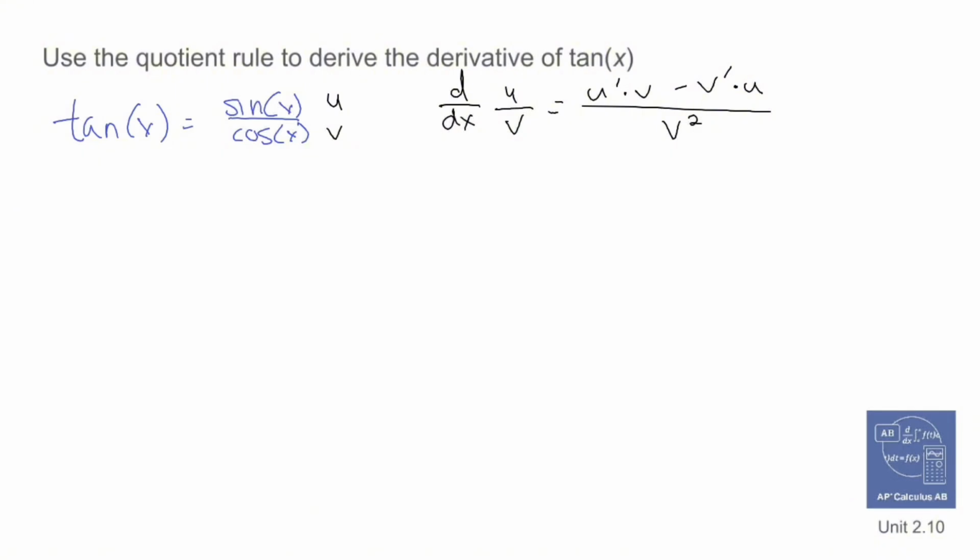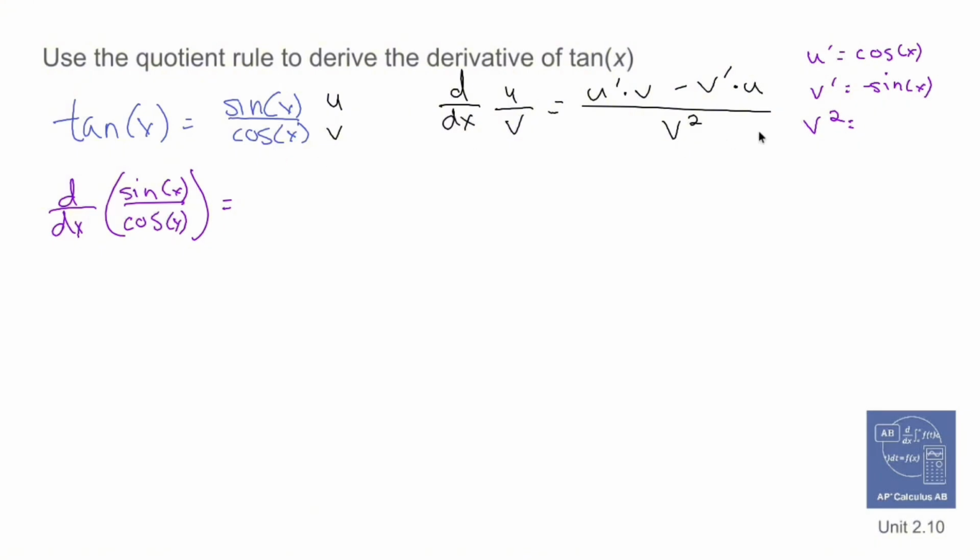So let's take the d/dx of sine x over cos x. Just writing it out. Okay, so that's going to be u prime v. Let's go over here and find out what u prime, v prime, and v squared are. U prime is going to be the derivative of sine, which is cos. Very simple. And v prime is going to be the derivative of cos, which is negative sine, also very simple. And then v squared is going to be cos squared.